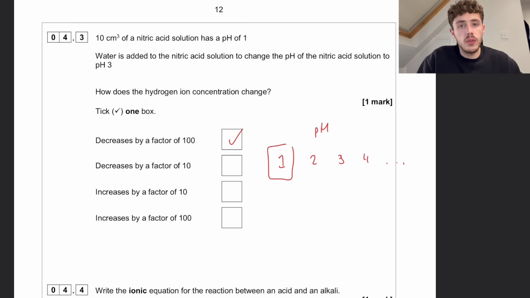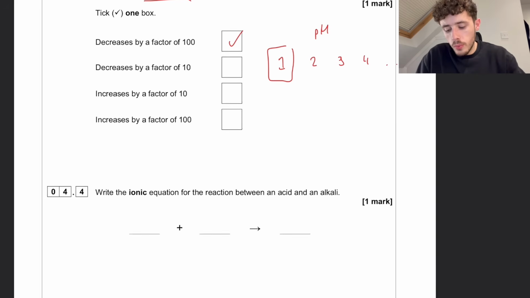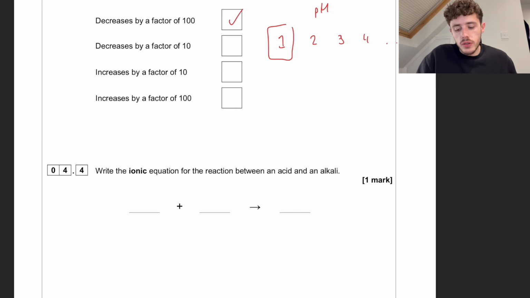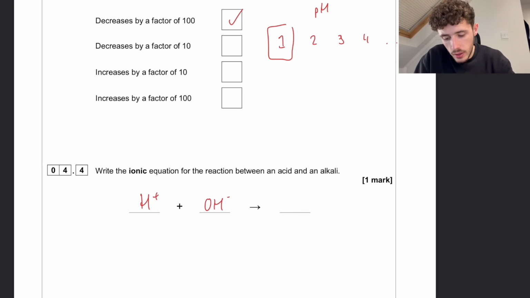You will have to be careful how they ask this in the future, because hydrogen ions apply only to an acid, whereas you've got hydroxide on the alkaline side of it. 4.4. Write the ionic equation for the reaction between an acid and an alkali. So an acid, H+, and an alkali, OH-, is a neutralization reaction that returns you with water. And that is your final answer.